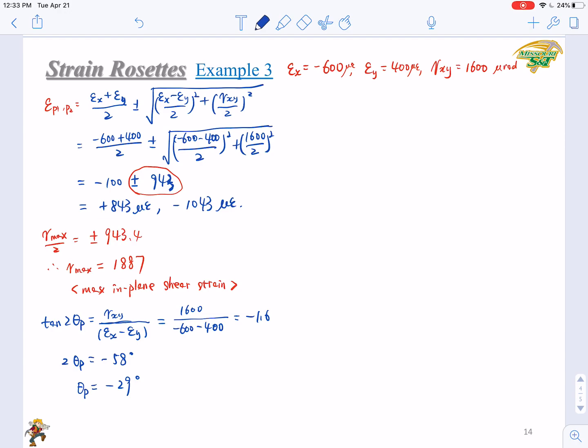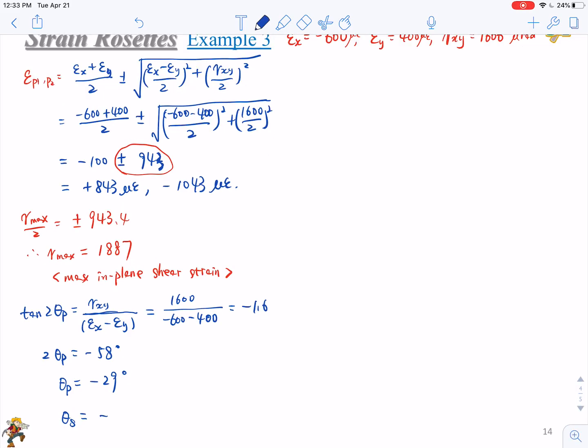So what is theta s? Theta p is the angle you need to rotate to find the principal strain plane. So how about theta s? That is the angle of rotation you need to rotate to find the maximum shear strain. So that is just negative 29 degrees plus or minus 45 degrees.